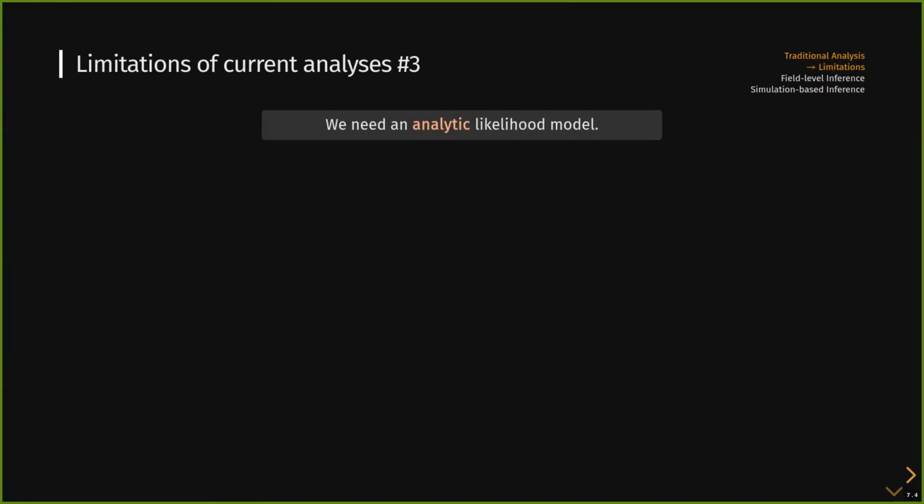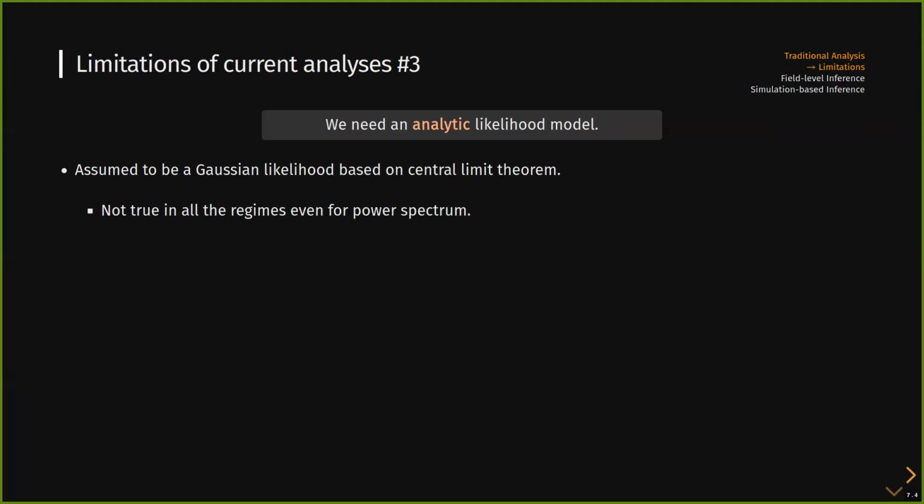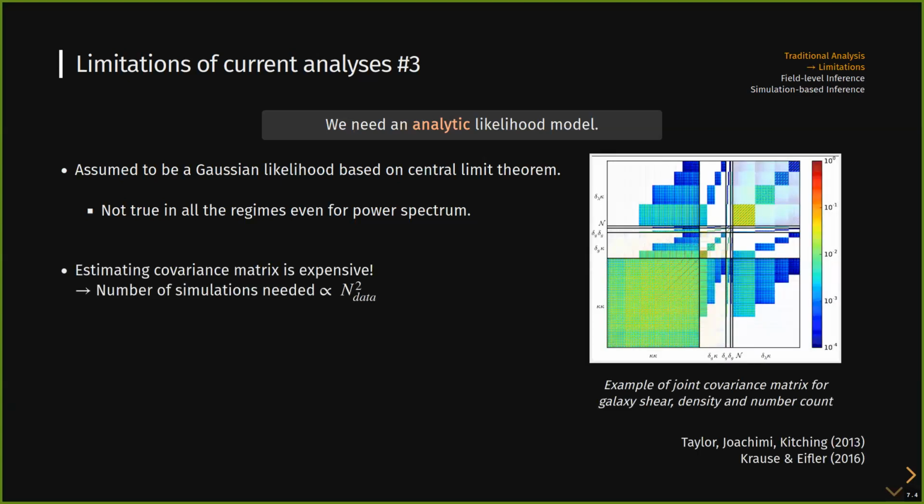The third limitation is that we need an analytic likelihood. And because of the necessity, we have generally restricted ourselves to using a Gaussian likelihood in this case, which I think everyone agrees is not the correct thing to do in all the regimes, even for the power spectrum, much less for other summary statistics. Even in the Gaussian likelihood setting, you need to calculate the covariance matrix, which is expensive. And the number of simulations that you need to estimate this covariance matrix scales as n_data squared, where n_data is the length of your data vector.